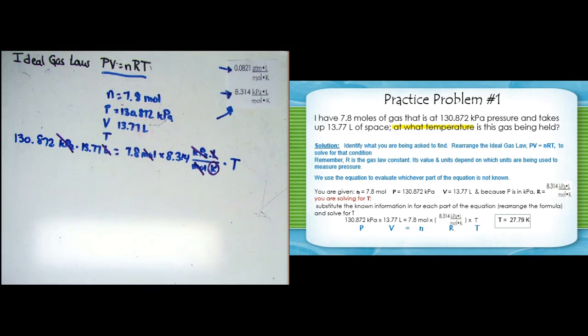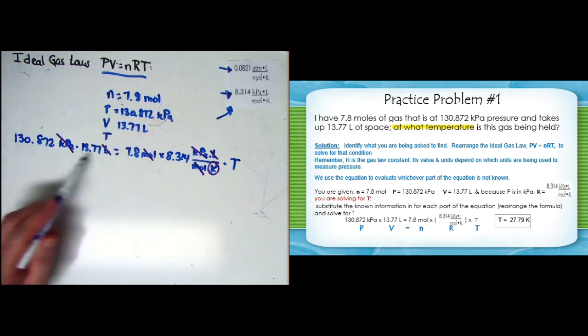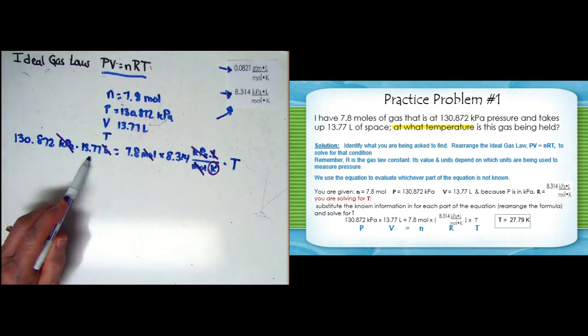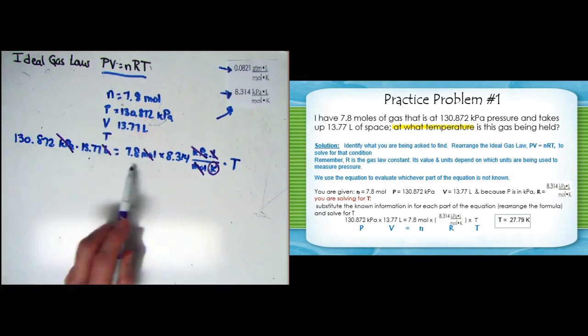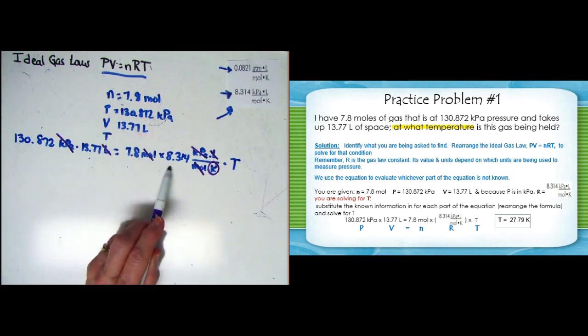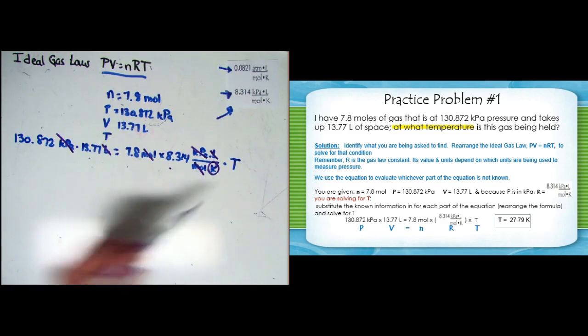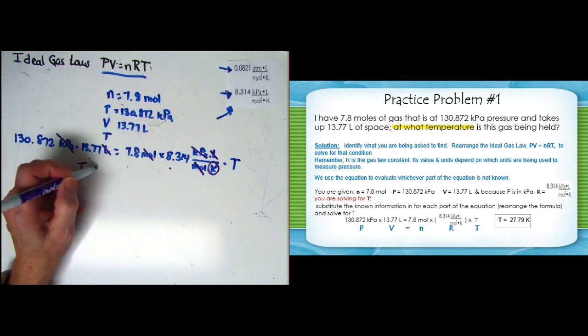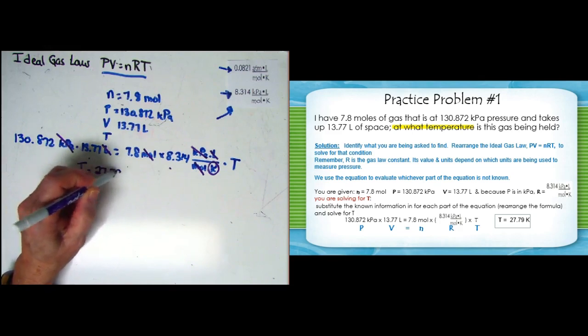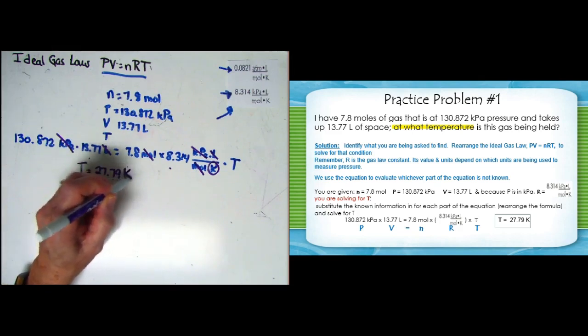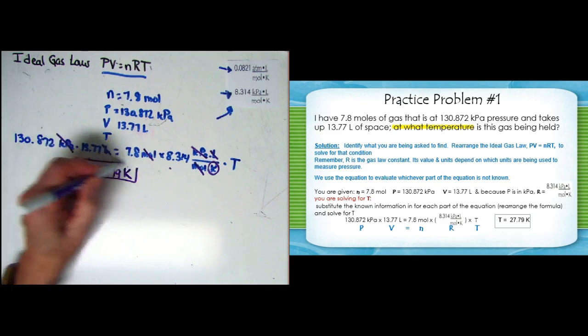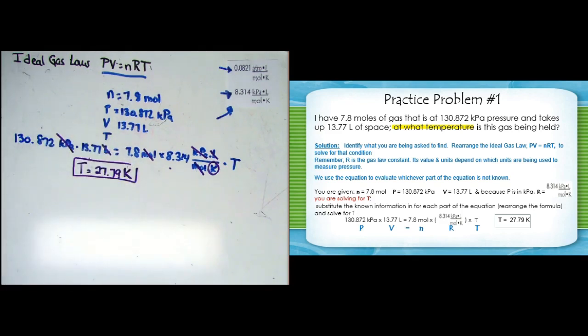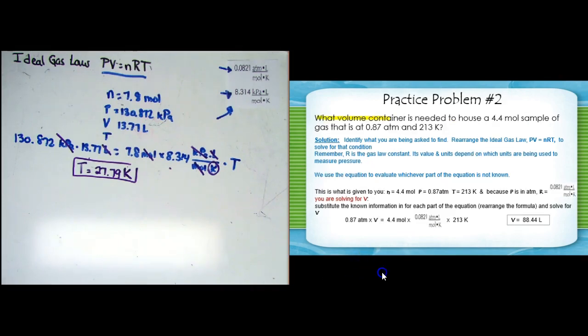If you look at this, this is going to be the math setup. What you're going to do is multiply those, simplify that's the left, then divide by the 7.8 and 8.314 from the right, and what you're going to end up with as a value is T is equal to 27.79 Kelvin. So all we've done is simply substitute everything in. Alright, let's go to problem number 2.